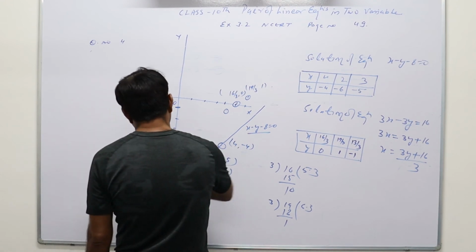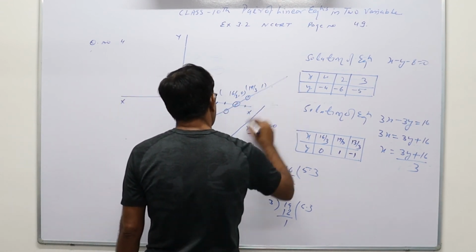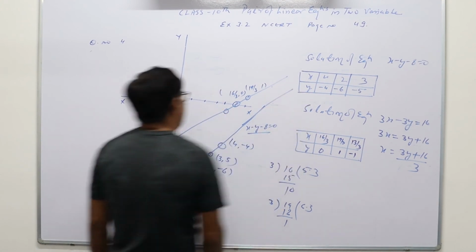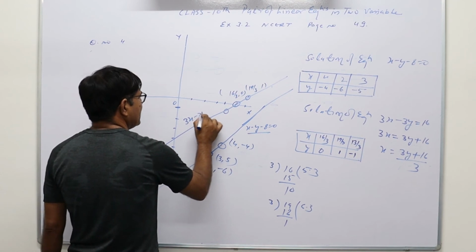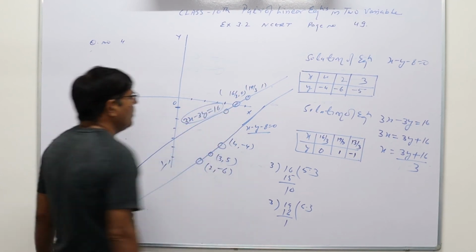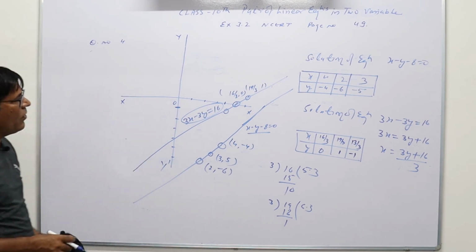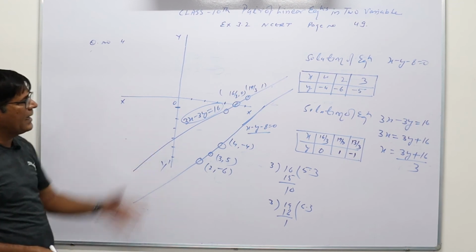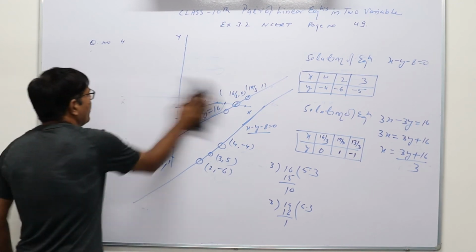And if we join these freehand, then these two lines will be parallel to the previous line. So this equation will be 3x minus 3y is equal to 16. So these two lines are parallel to each other because you have to draw exactly on graph paper. To understand, I am drawing on this whiteboard.